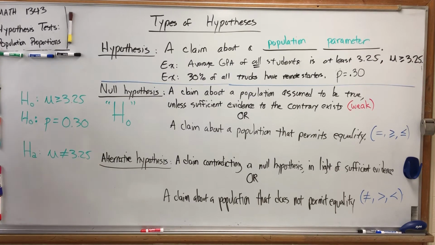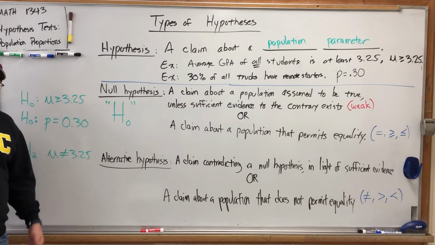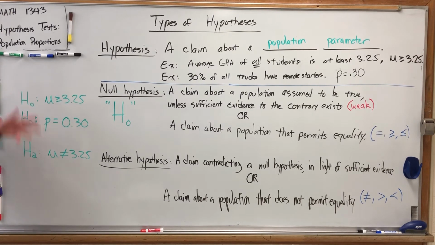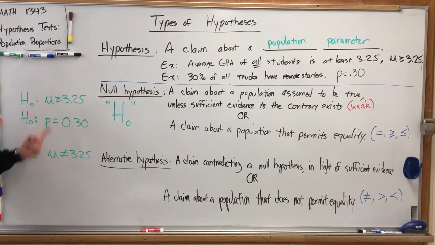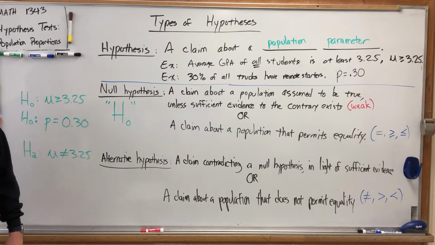I would argue no, even though it has a valid relation. This alternative hypothesis that the mean is not equal to 3.25 doesn't necessarily contradict this null hypothesis. Think of it this way. Is there an average value that would make both of these true simultaneously? Sure. What if the average GPA was 3.5? It would make this true, and it would make this true. So the truth of this alternative hypothesis does not necessarily guarantee that the null hypothesis is incorrect.